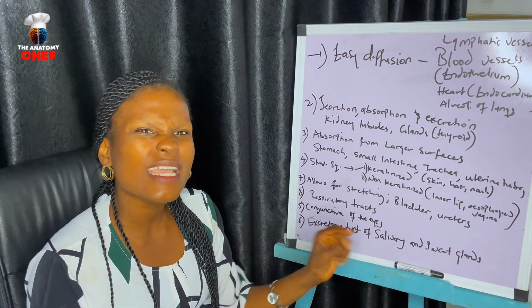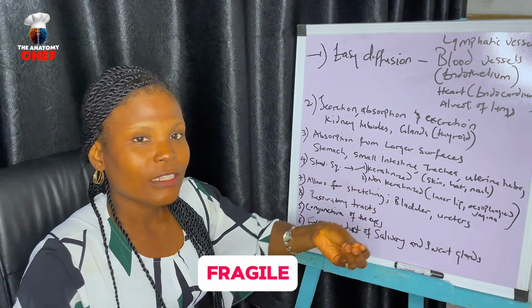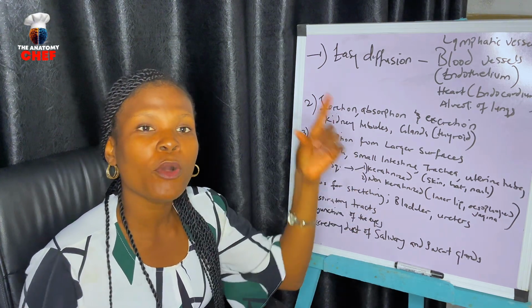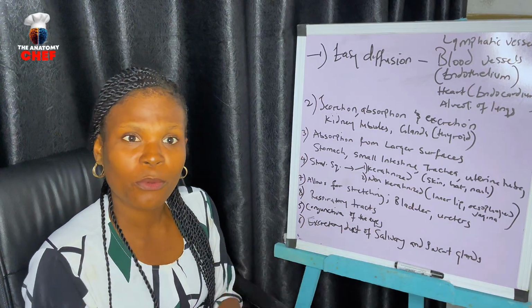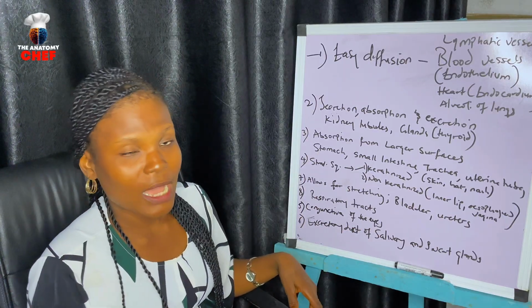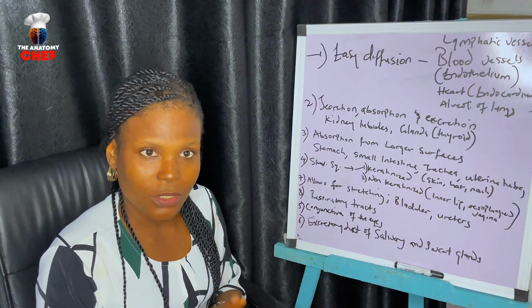Now these non-keratinized are fragile. Gen Z's, what do you call it again? Nepo baby and Lapo babies. One is Nepo, one is Lapo. Yes, that thing you call it exactly.